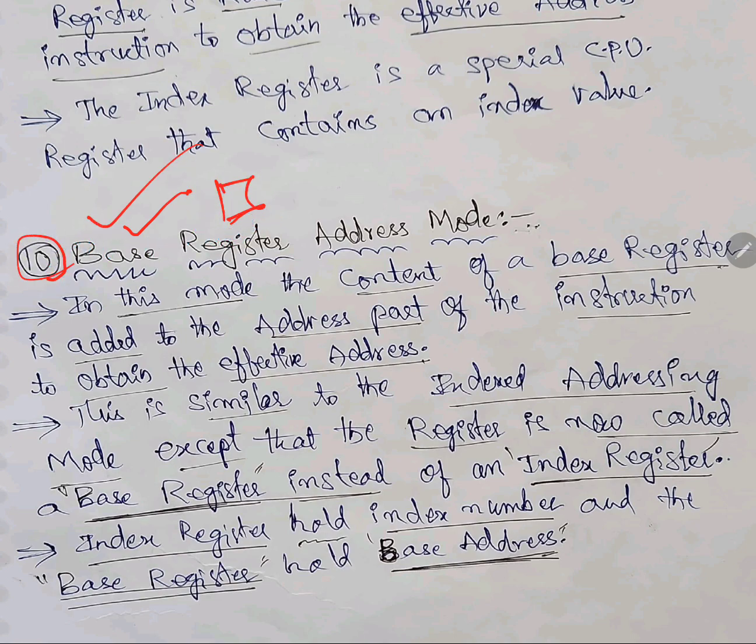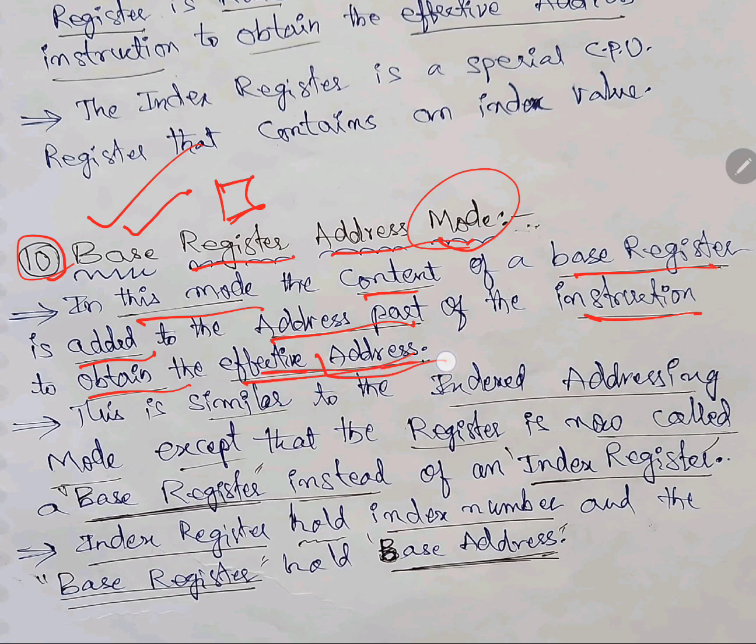The tenth one is base register address mode. In this mode, the content of the base register is added to the address part of the instruction to obtain the effective address. To obtain means gain, take. Effective address means direct address. Very simple.